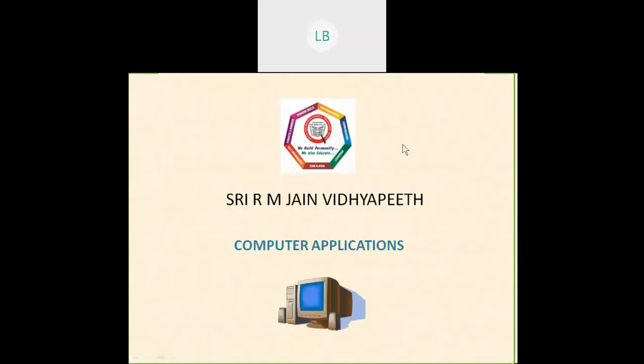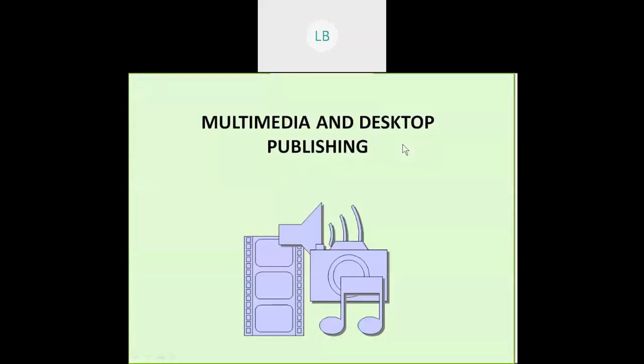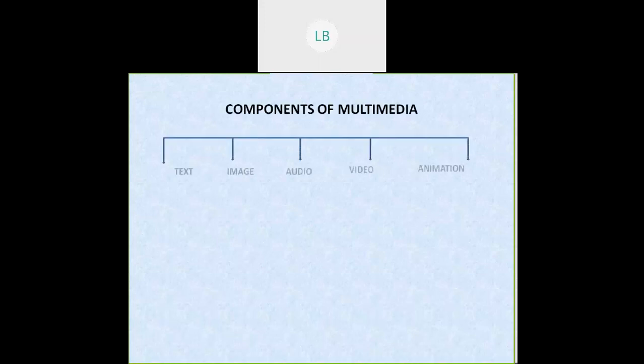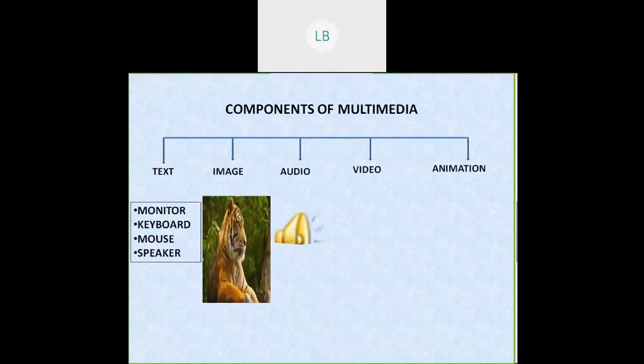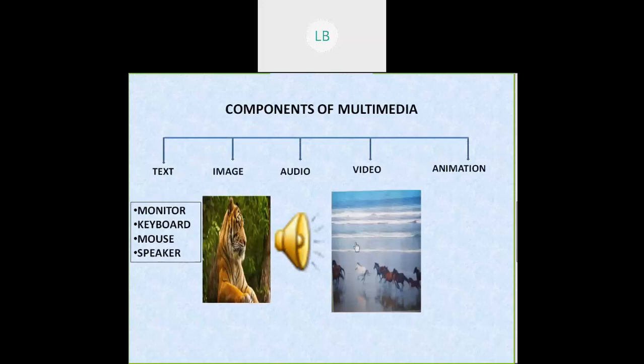In the last class, we started with multimedia and desktop publishing. There are 5 major components of multimedia. They are text, image, audio, video, and animation. In this class, we'll discuss each and every component in detail.